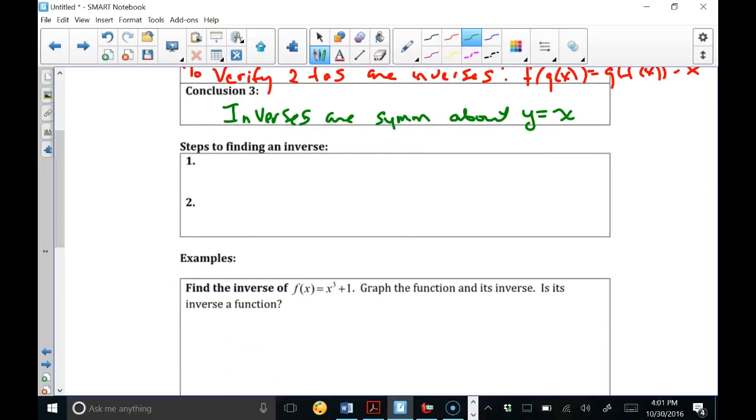Our step to finding an inverse is very, very simple. Step 1, switch x and y. And then step 2, solve for y. Sometimes we use the notation f inverse of x for inverse. So f of x is the function, its inverse can be called f inverse of x.